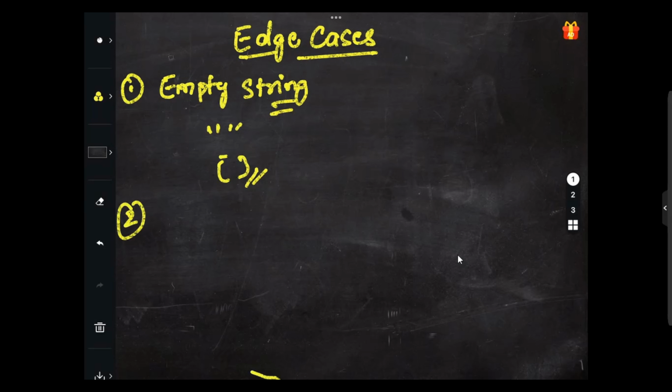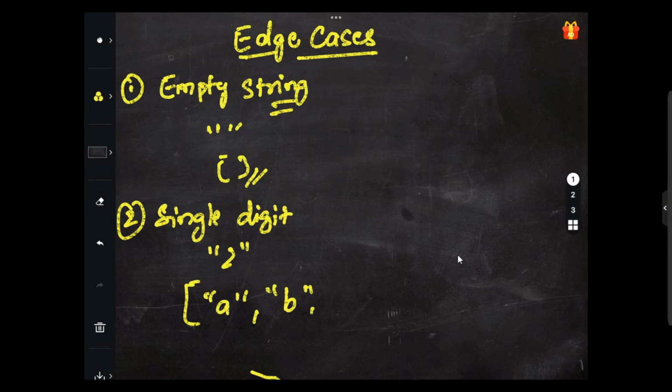Let's move on with the second edge case, nothing but in this case a single digit. When I say single digit, let me consider 2. For 2, all the possible combinations are A, B and C. So this is fine. Here we have only one digit, so we are returning its mapped letters in this case.